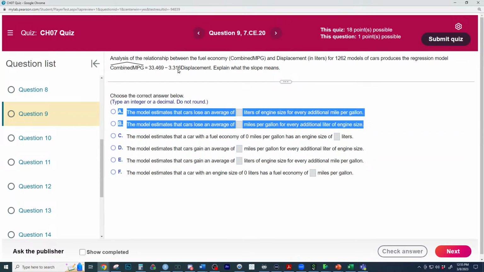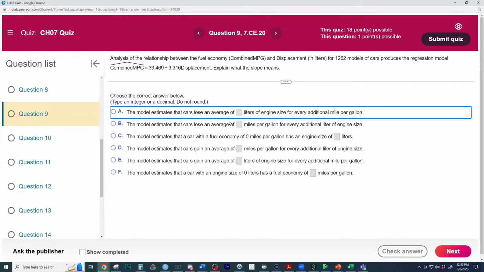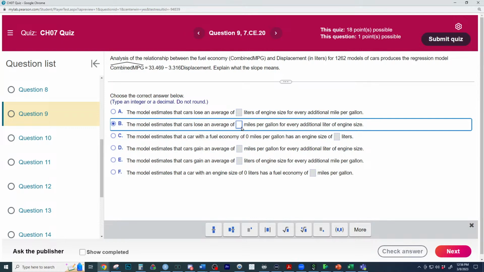And then what's the slope coefficient? So the model estimates that cars lose on average. And so it's going to be the decrease in the y variable for each additional displacement. And displacement is the engine size. So the model estimates that cars lose on average, and the miles per gallon is the y variable of interest. So it's going to be this right here.